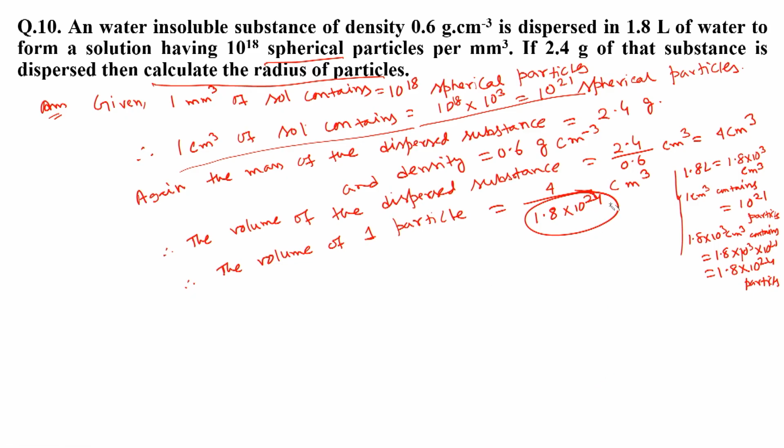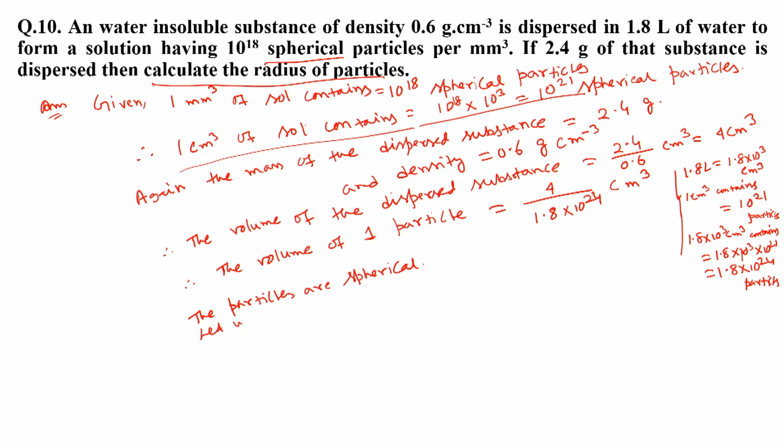Anyway, so this is the total number of particles and this is the volume. Okay, so this is the volume of one particle. Now particles are spherical in nature. The particles are spherical in nature.